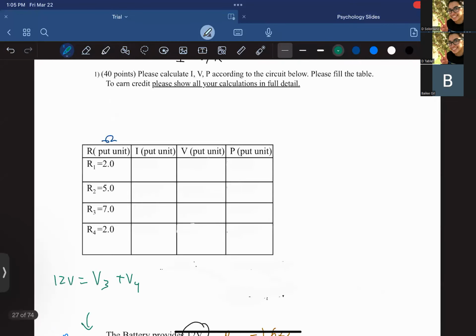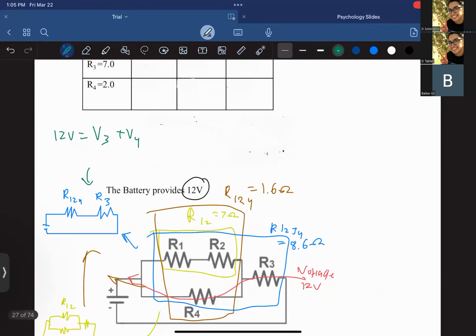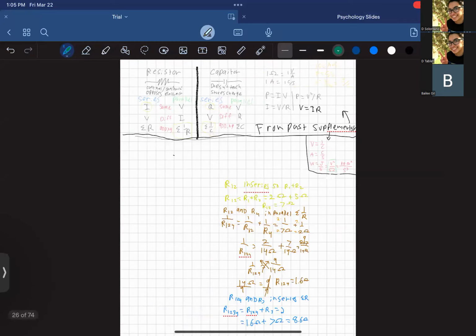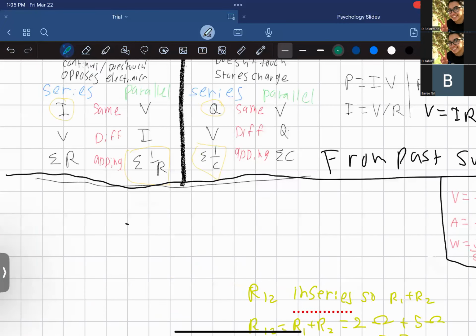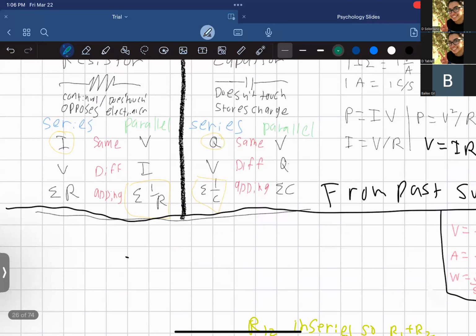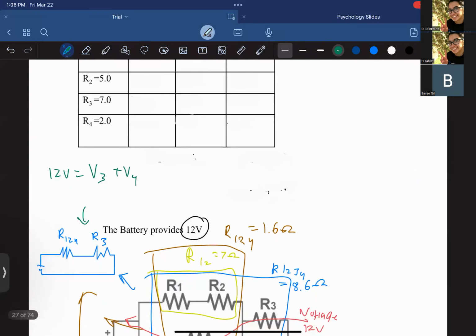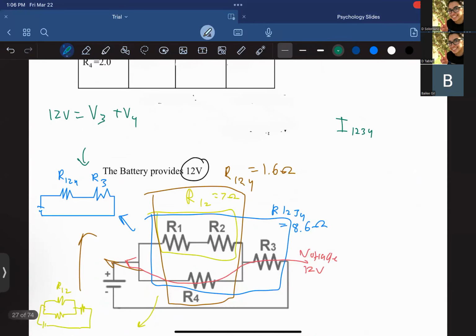We have the R and we have the V. We can calculate for the V on R3, then we should be good. Is there a way to relate the I's? In series, they have the same I. Oh, in series, they have the same I. Okay, that works. So then we can calculate the I 1, 2, 3, 4 which should be, because they're in series, the same as I3, which should be the same as I1, 2, 4.